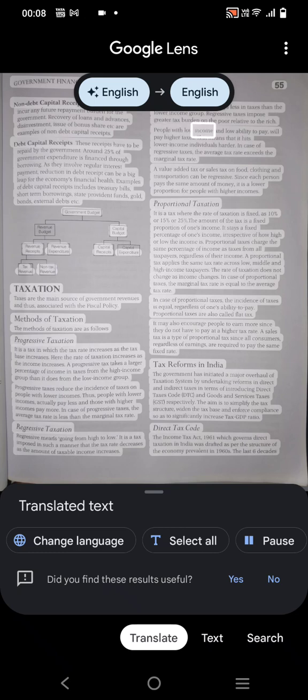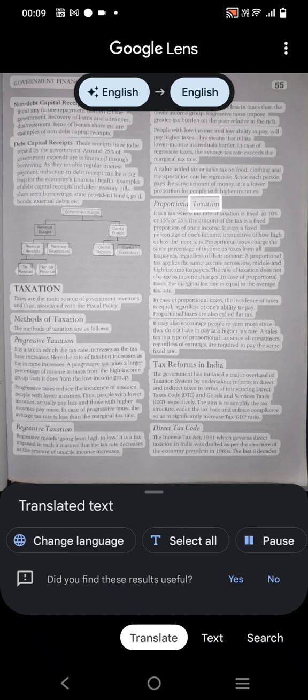People with low income and low ability to pay will pay higher taxes. This means that it hits lower income individuals harder. In case of regressive taxes, the average tax rate exceeds the marginal tax rate. A value-added tax or sales tax on food, clothing, and transportation can be regressive. Since each person pays the same amount of money, it is a lower proportion for people with higher incomes.